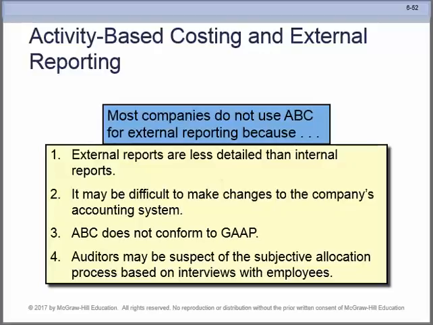It also, as one of you pointed out, it may be difficult to make changes to the company's accounting system to implement an ABC process. And last, auditors may be suspect of allocation process based on employee interviews. They may want to know, why was this allocated on this basis when maybe another basis might have been more appropriate, and they want to question the subjectivity of the allocation to make sure that it does make sense.